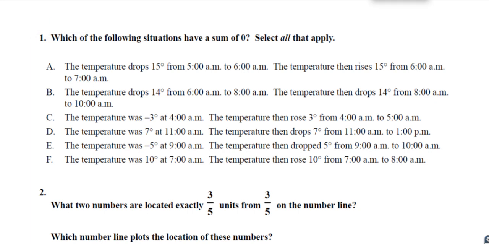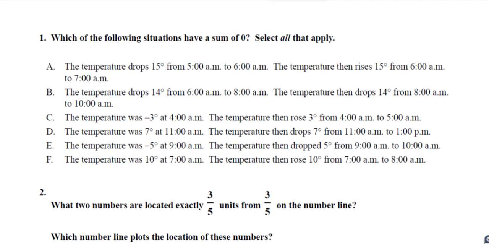This video is a comprehensive review of 7th grade FSA standards for number sense and expressions and equations. So we're going to start off here with a problem that's referring to changes in temperature, which is essentially more about finding the difference between integers. The temperature drops, which of the following situations have a sum of 0?